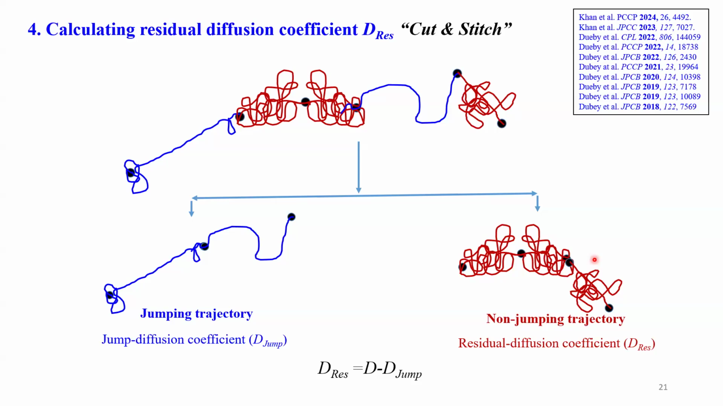So to prove that, we can write D equals D jump plus D residual. What we have done is we have used this cut and stitch model. What is the cut and stitch model?